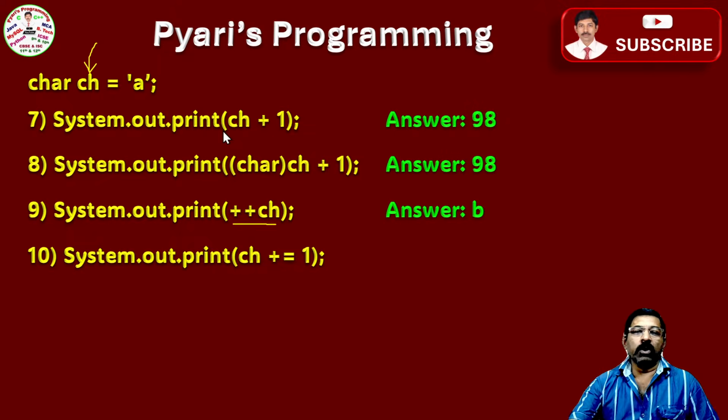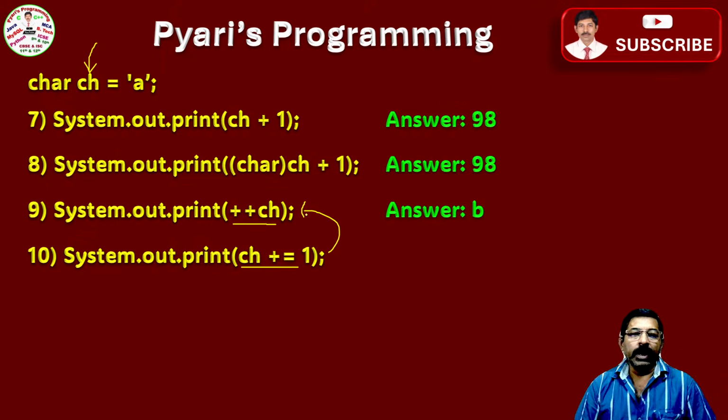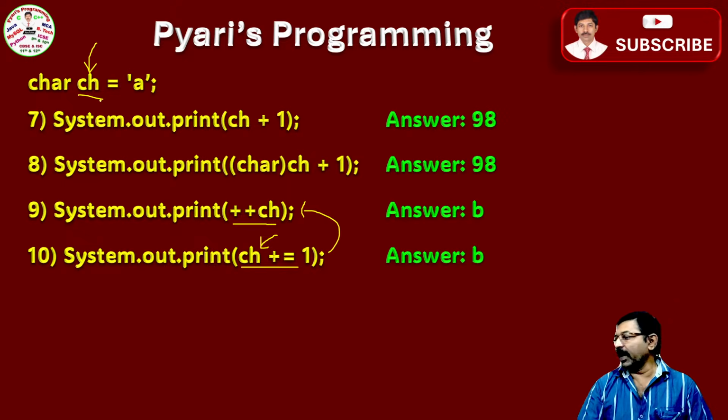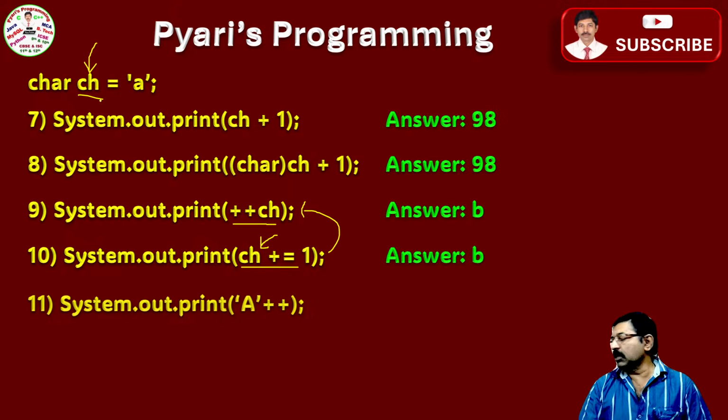Its explanation is already given. Plus plus ch indicates ch is equal to ch plus 1, and ch plus equals 1 indicates ch equal to ch plus 1. In both the cases, the data is updated in ch, which is of type character. Hence, it will be in the form of character only. Next.